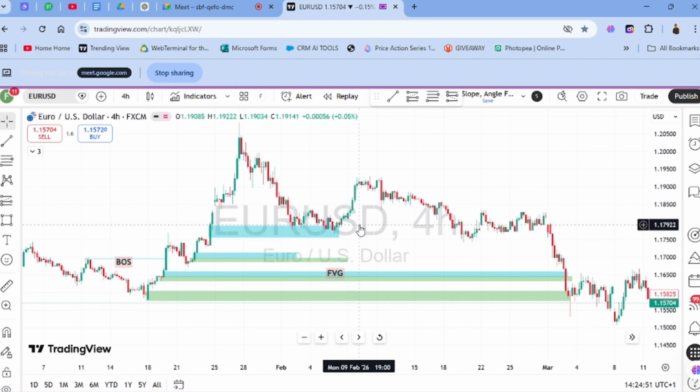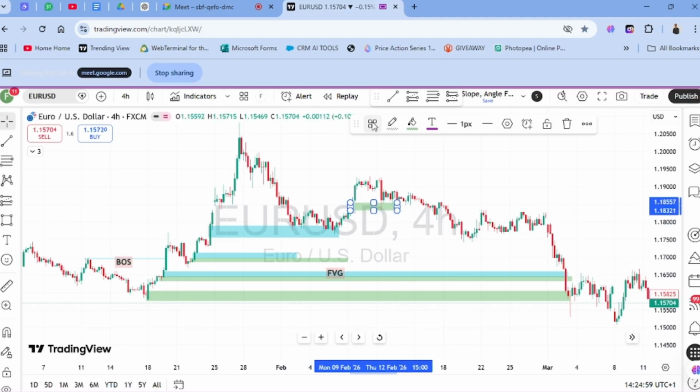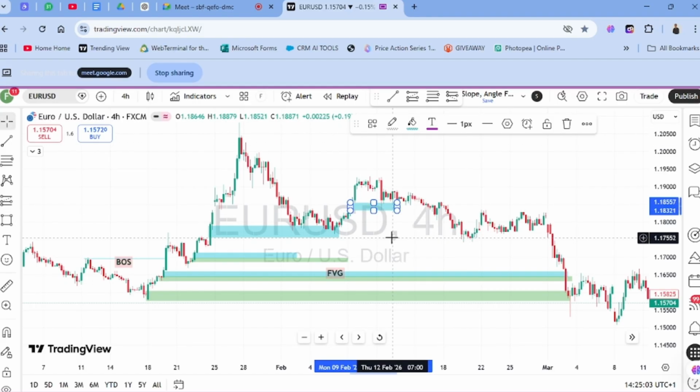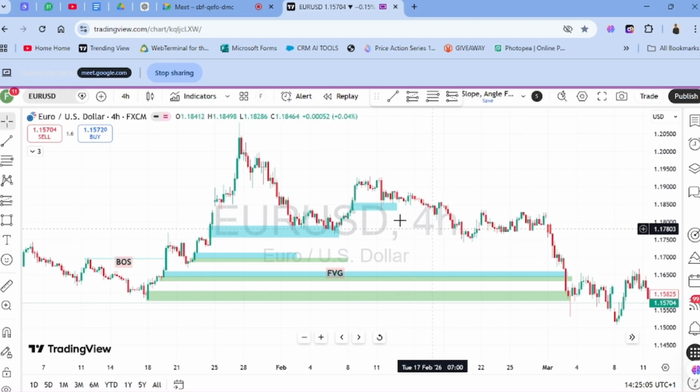Remember what makes a demand. The market must create a break of structure for me to call it a demand. If no break of structure was created, it is not a valid demand. You might as well call it support. Do you get it? So what you will do for today, you will just put out demand levels.